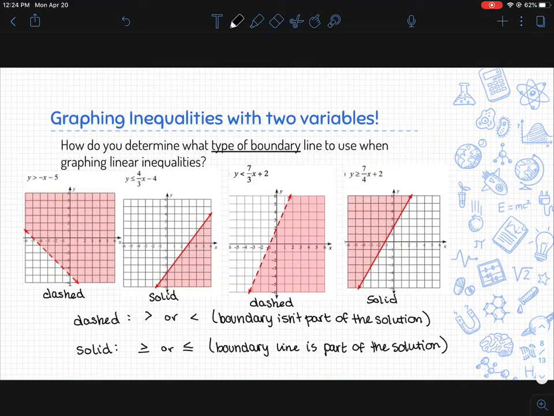Okay, so if we've got less than or greater than, we use a dashed line. If we've got less than or equal or greater than or equal, we're going to use a solid line. I think I read those backwards, but this one's greater than. This is greater than or equal.